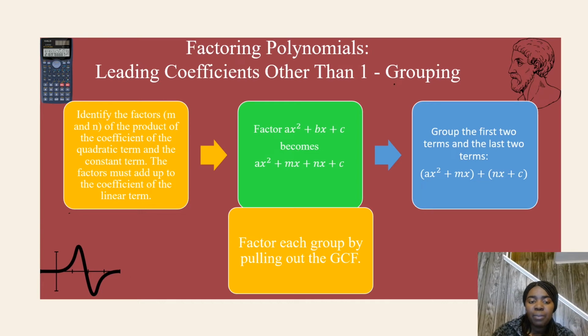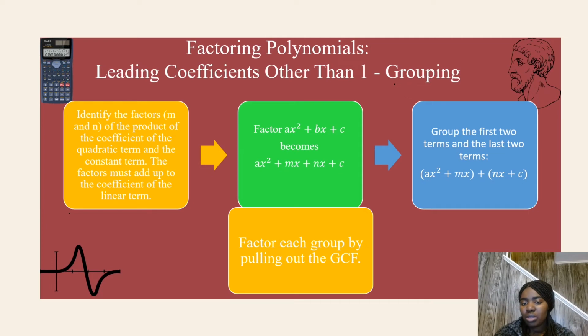So let's see. It says identify the factors m and n of the product of the coefficient of the quadratic term and the constant term. The factors must add up to the coefficient of the linear term. Okay, that sounds like a lot of talking, right? But bear with me, it's going to make sense. So here I have, if you can see this here, I have ax squared.